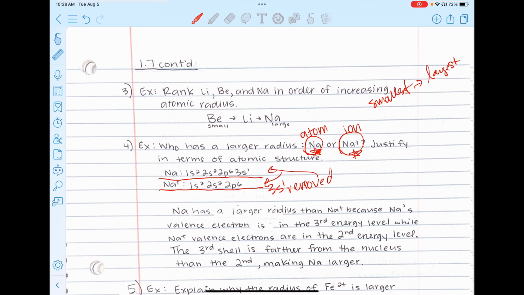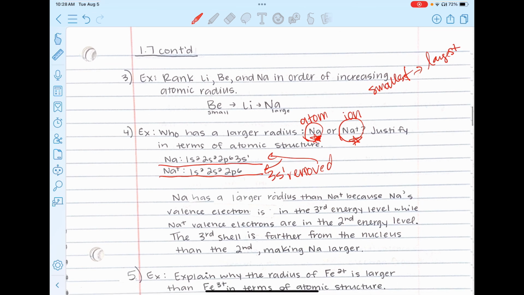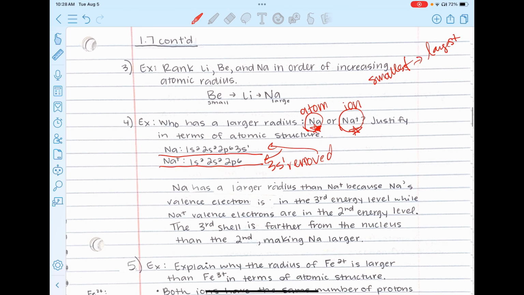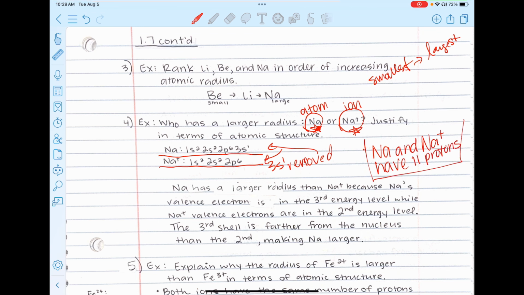Now, based on these two, I can tell you that sodium is going to have a larger radius than sodium plus. Why? Do you think this has to do with charge, or does this have to do with distance? Let's think about this. Sodium and sodium plus, they're both sodium. They have the same number of protons. We referenced the periodic table, and that is 11. So they both have 11 protons. So charge isn't our biggest answer here. What's going to make a difference for us is the distance.